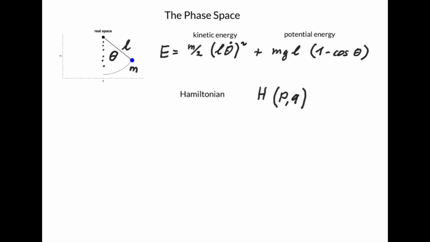The energy is a function of the momentum p and the space variable q, and because of its importance, it has obtained a new name, which is called the Hamiltonian of the system.